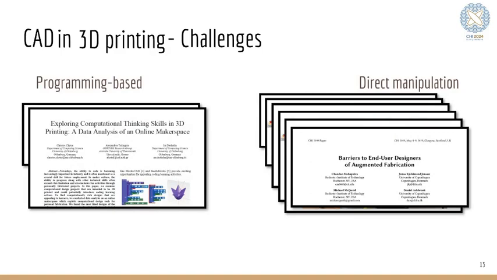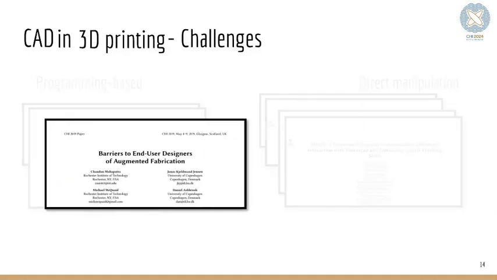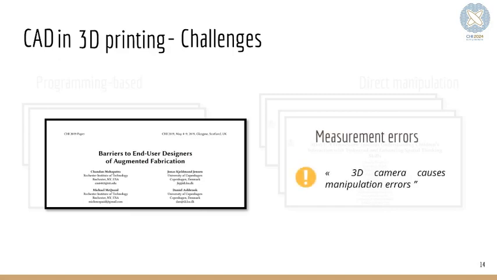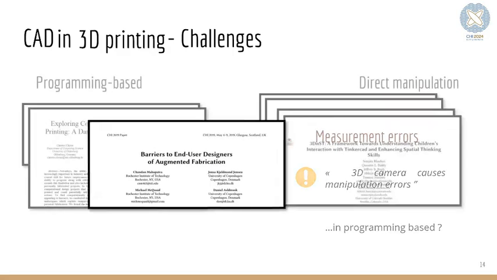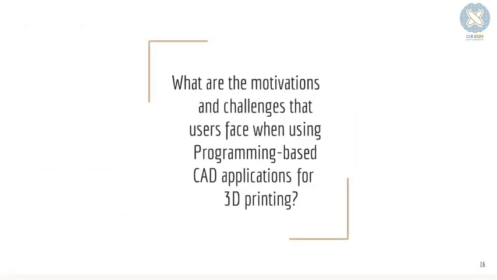For instance, some previous research has looked into problems that users face when measuring physical dimensions, transferring them into a CAD application, and using this information in a design. Some of the identified challenges using information in the design are strongly related to difficulties using the interaction paradigm, such as errors when editing objects in the view due to camera handling. Critically, there is a lack of understanding of the problems of programming-based CAD users and applications. This paper aims to understand the motivation and challenges that programming-based users face in the field of 3D printing.